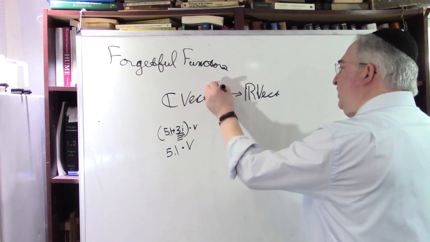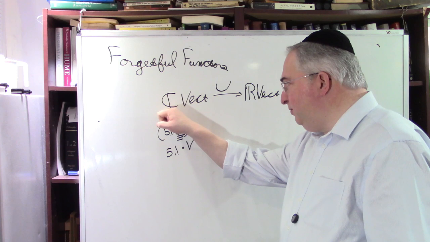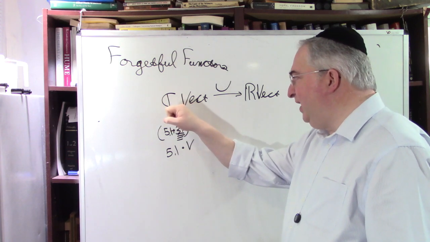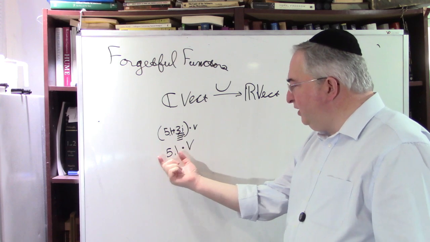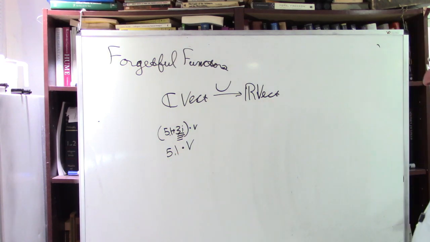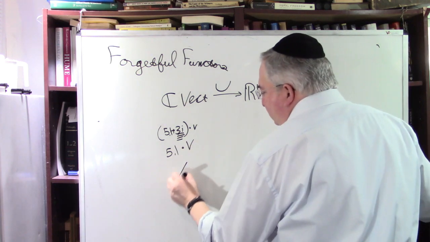Okay, so you can forget it like that. You can look at the scalar multiplication and forget the fact that it's also defined on imaginary numbers, and just look at the way it's defined on real numbers, and you can get like that. So that's extra structure. Okay. One last example.